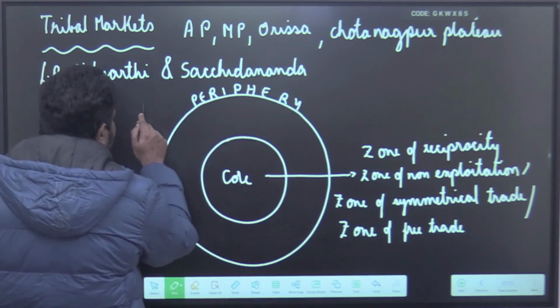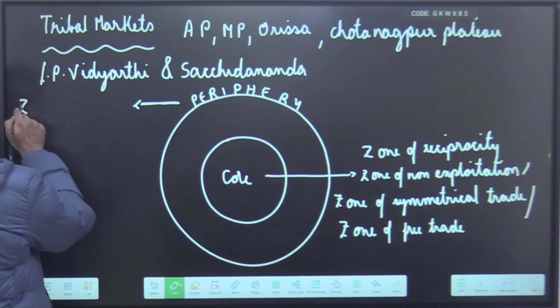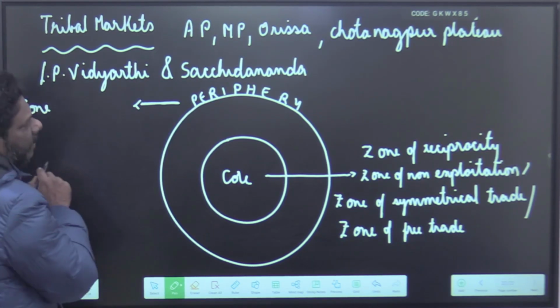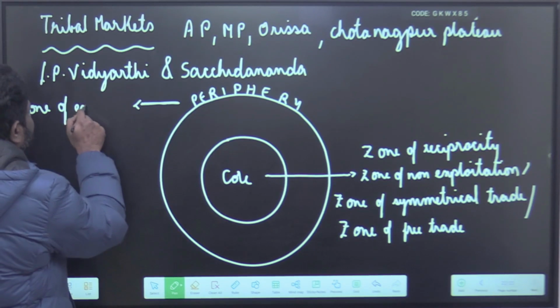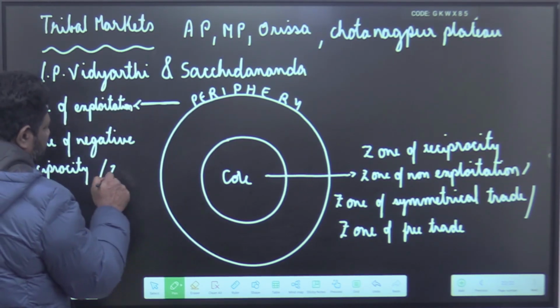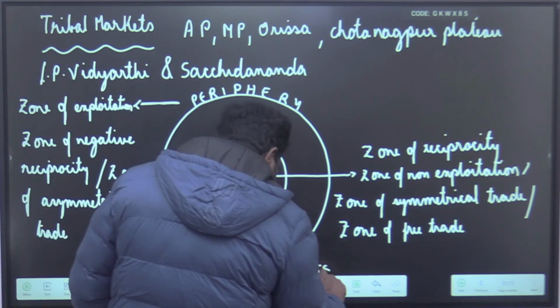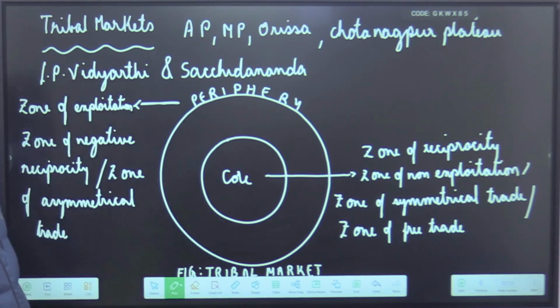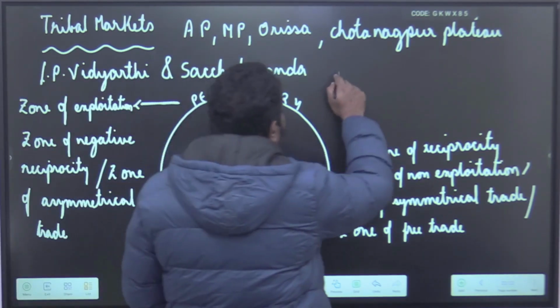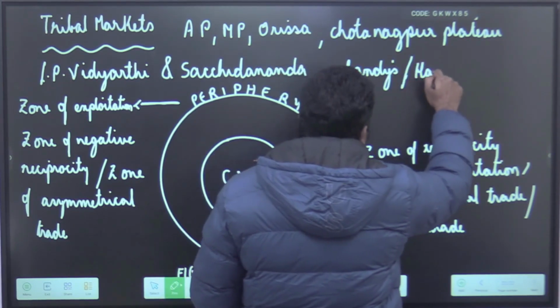In the periphery of this tribal market, you can find a non-tribal trading with a non-tribal person, which is a zone of exploitation or a zone of negative reciprocity or a zone of asymmetrical trade. These tribal markets are arranged fortnightly or monthly and they are known as shandis, haats or bazaars.